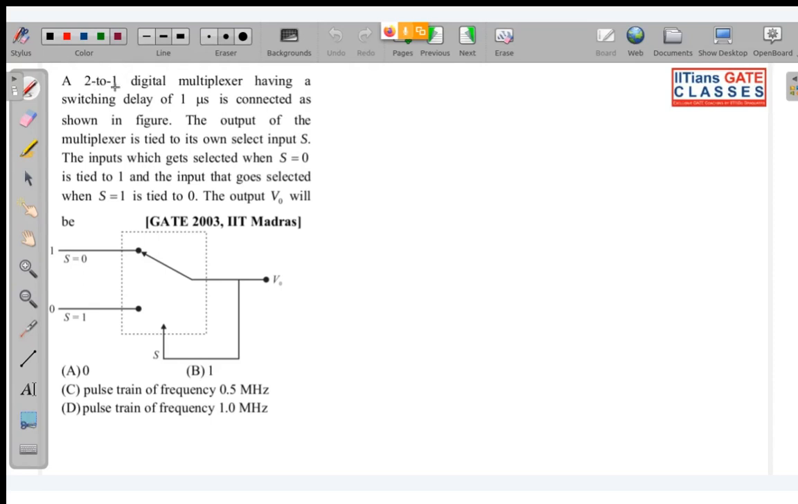A 2 to 1 digital multiplexer having a switching delay of 1 microsecond is connected as shown in the figure. The output of the multiplexer is tied to its own select input S. The input which gets selected when S equals 0 is tied to 1, and the input that gets selected when S equals 1 is tied to 0. The output V0 will be. Okay, fine.